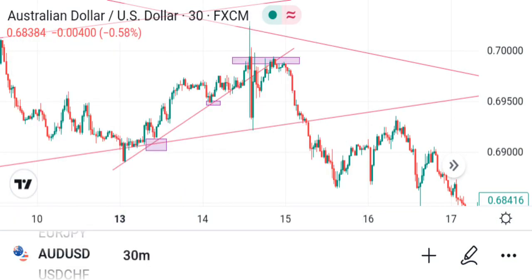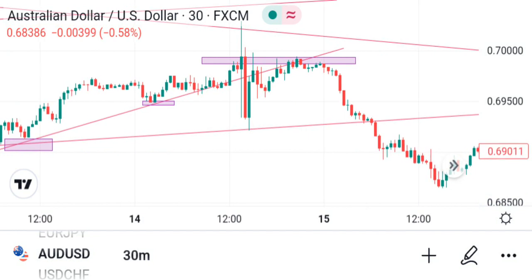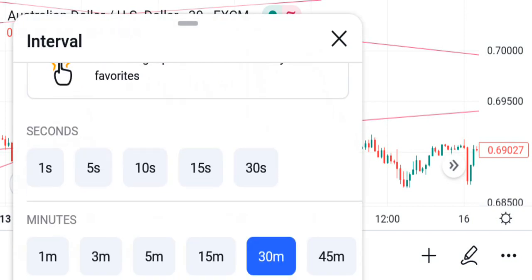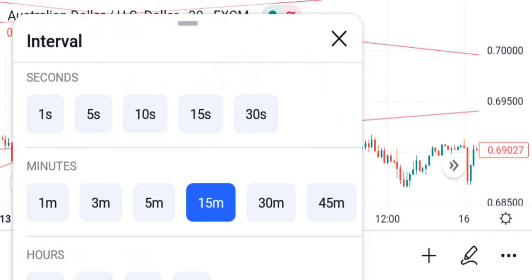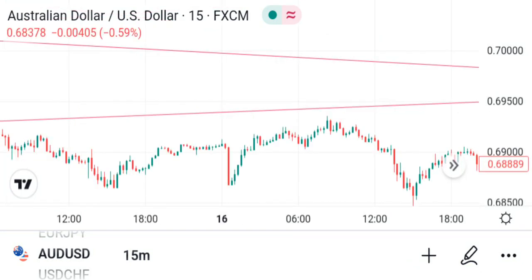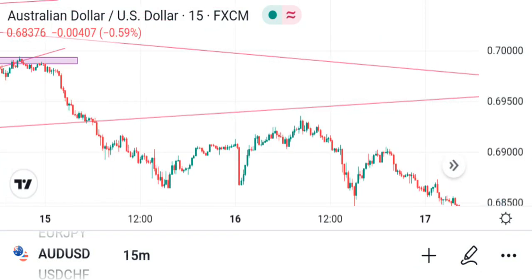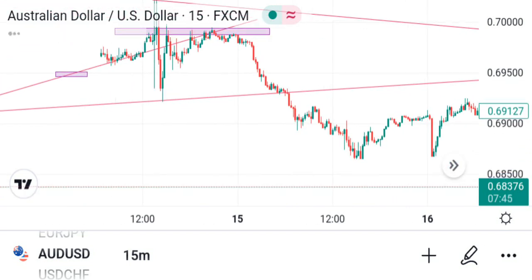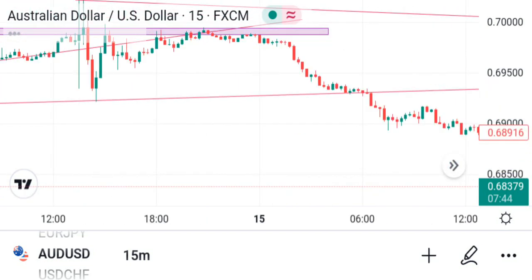Now if the risk here will be too high for you, what you can do is go down to the 15 minutes, and that is what I advise traders to always use, except you're a scalper and you're using 5 minutes. But if you're a day trader, you want to be using the 15 minutes to get a potential entry and risk low here.